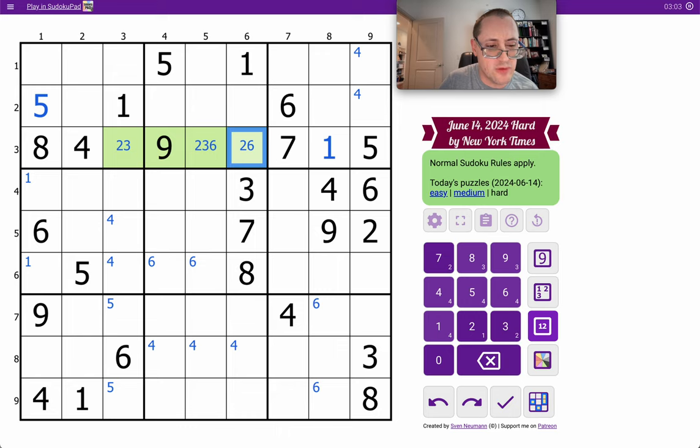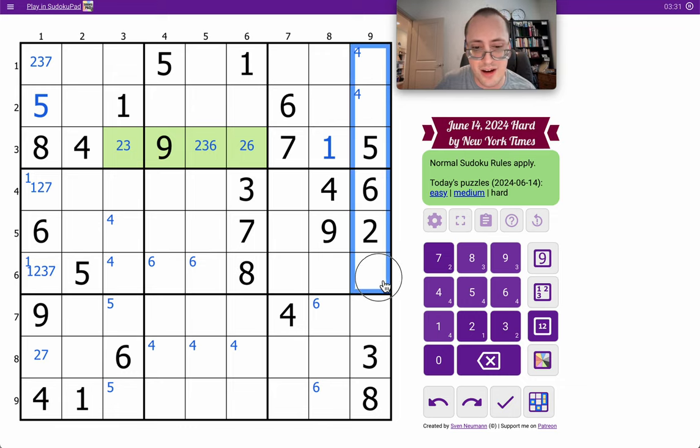Column 1 has 4, 5, 6, 8, 9. I need 1, 2, 3, and 7. I can go ahead and fill in those candidates. And this one is 2, 3, 7, it can't be 1. Well, 3 crosses a region, which is moderately unnerving, but I somewhat knew that already.